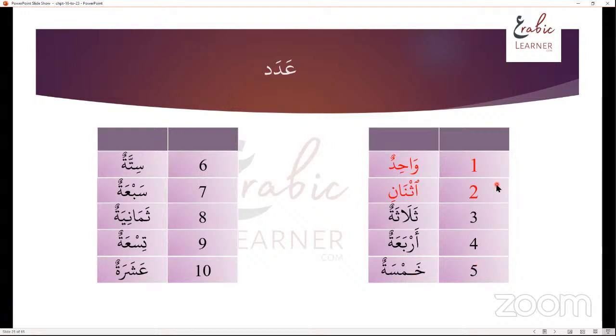Because in the Arabic language, even numbers have gender. So what is the gender of wahid? What do you guess? Is it muzakkar or muannas? In English, there is no gender. Yes, this is muzakkar. Ithnan is also muzakkar. What about thalatha?